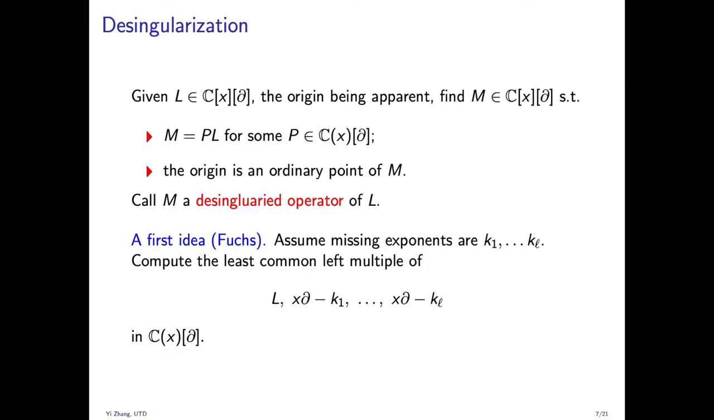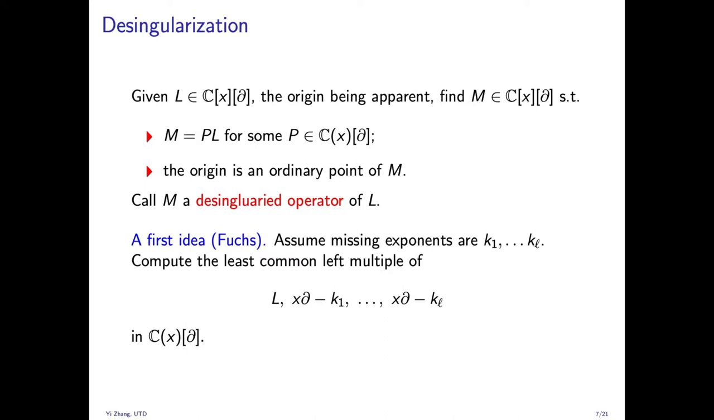So the uniqueness of M cannot be guaranteed by removing common factors or any normalization, because it depends on your choice of the power series. So I guess it's not unique. Yeah, it's not unique. Even after normalization, I don't think it's unique. So is M unique or not?